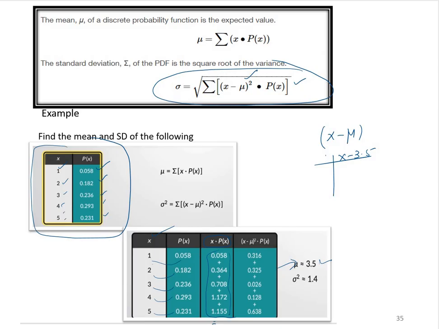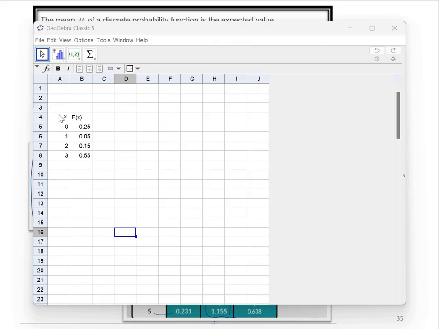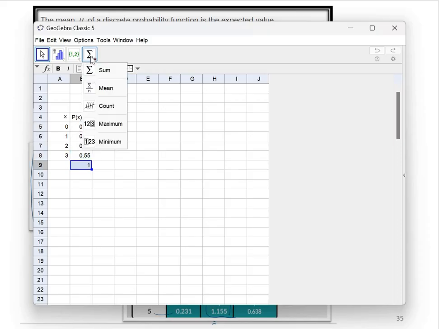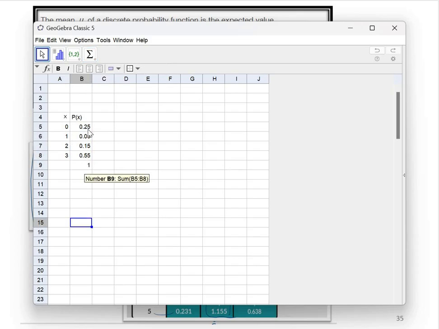That will give you the result. Let us do an example with the help of GeoGebra. Let us consider this example. We want to find the mean and standard deviation of this one. We have the data here in the GeoGebra spreadsheet. We can check whether it is a PDF or not by finding the sum. Select these things and then click on sigma. You will get 1. That means it is a PDF, a probability distribution function, because the sum of the probabilities is equal to 1.